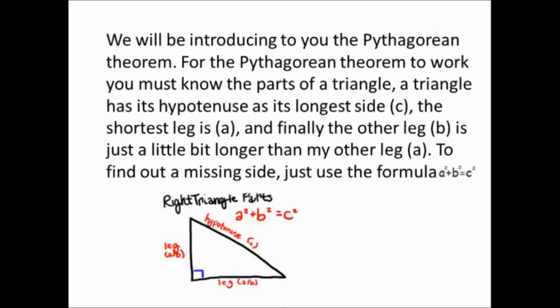We will be introducing to you the Pythagorean theorem. For the Pythagorean theorem to work, you must know the parts of a triangle. A triangle has its hypotenuse, that's its longest side, which is C, the shortest leg is A, and finally the other leg is B. To find out a missing side, just use the formula a squared plus b squared equals c squared.